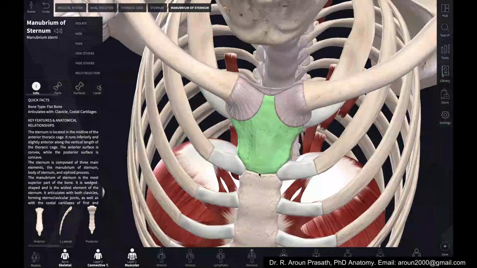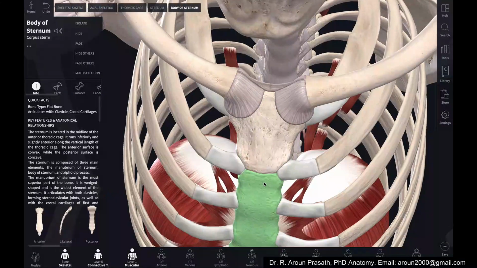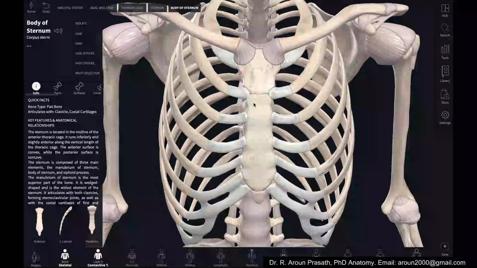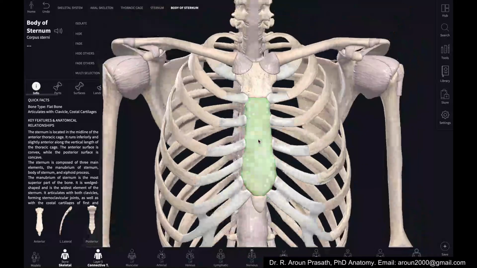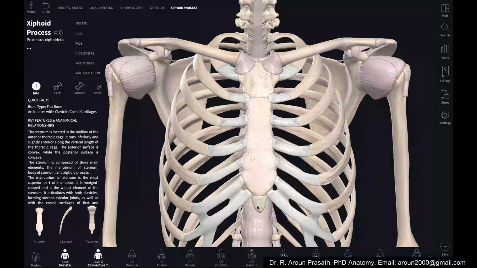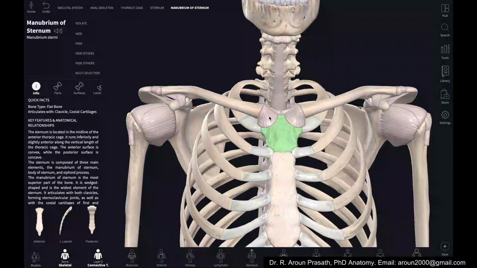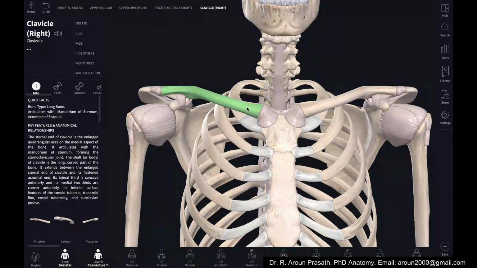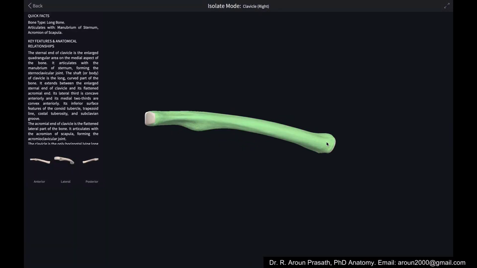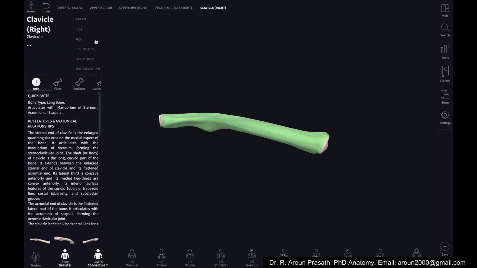This is the sternum, the breastbone. This sternum has three parts: the body, the xiphoid process, and the manubrium. And this is the clavicle, and this is the medial aspect of the clavicle. It's also called the sternal end because it is articulating with the sternum.